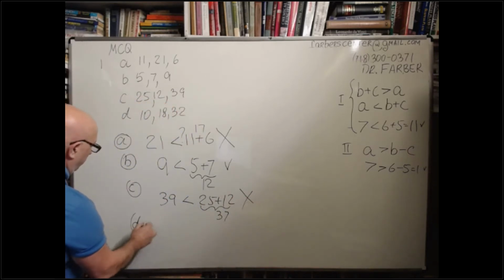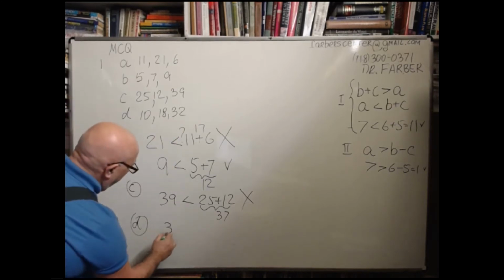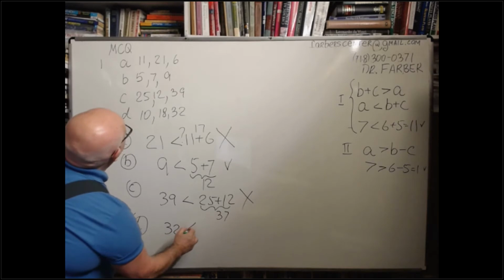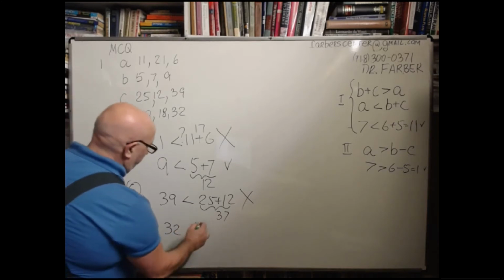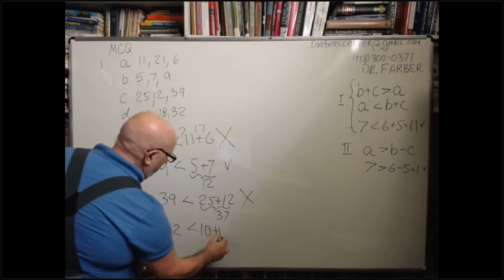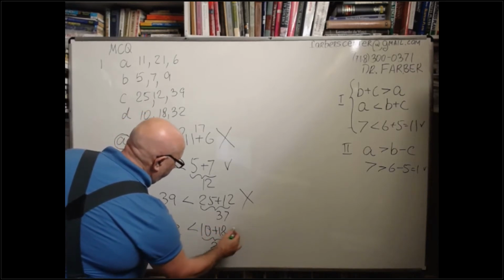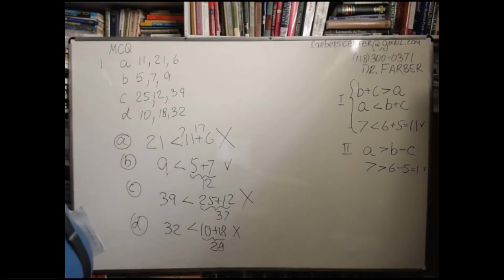D: is 32 less than 10 plus 18? 10 plus 18, which is 28. No, you cannot build a triangle, too short. And this is fine.